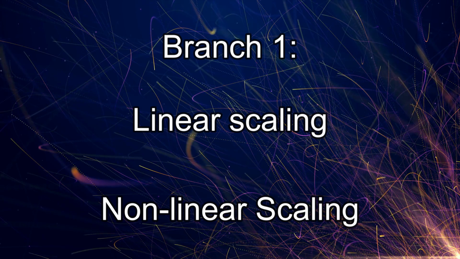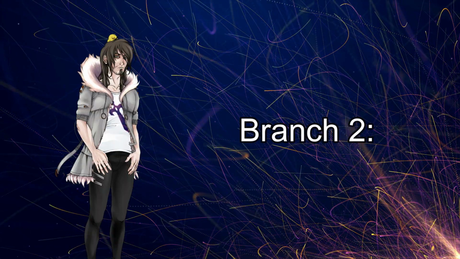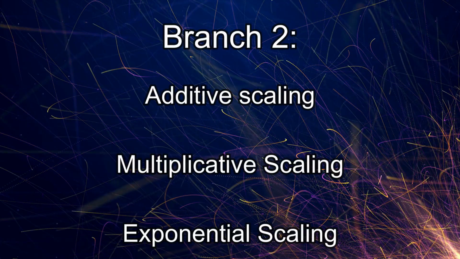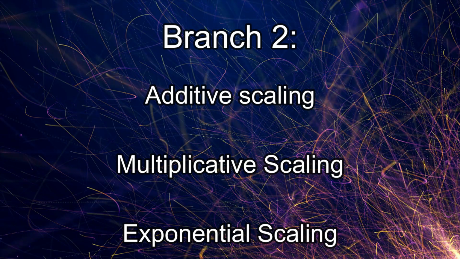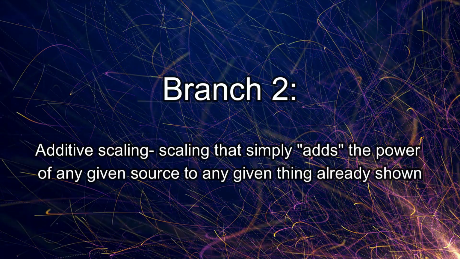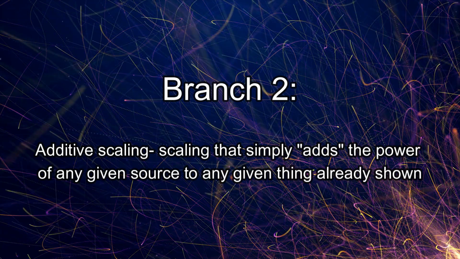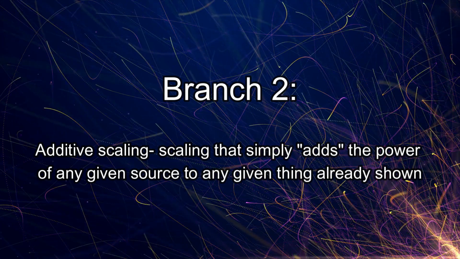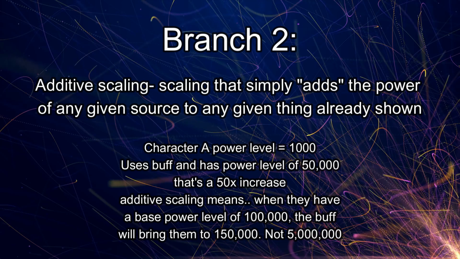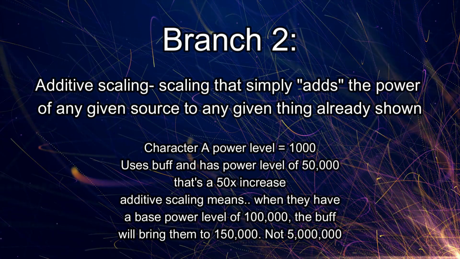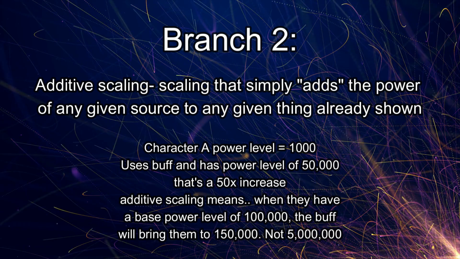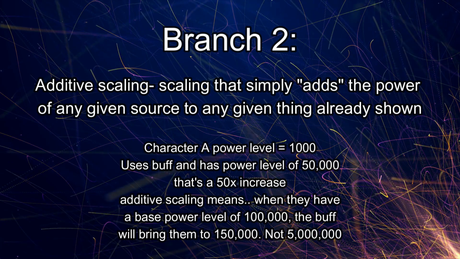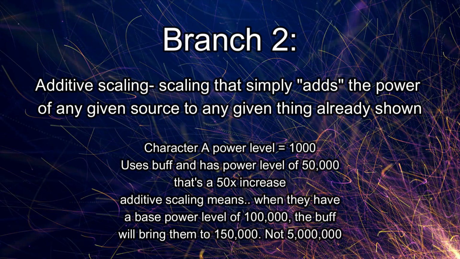So linear and non-linear are fine. But the second branch of scaling includes the level of scaling, and that involves additive, multiplicative, and exponential scaling. First, additive. Should be clear, but for additive scaling, the scaling simply adds the power, or subtracts, of any given source to any given thing already shown, where a 50 times increase is really, instead of a 50 times more powerful version, just a set amount of power that in that moment in time is making them 50 times more powerful, but could in the future just make them 5 times more powerful, even with the same exact boost, right?